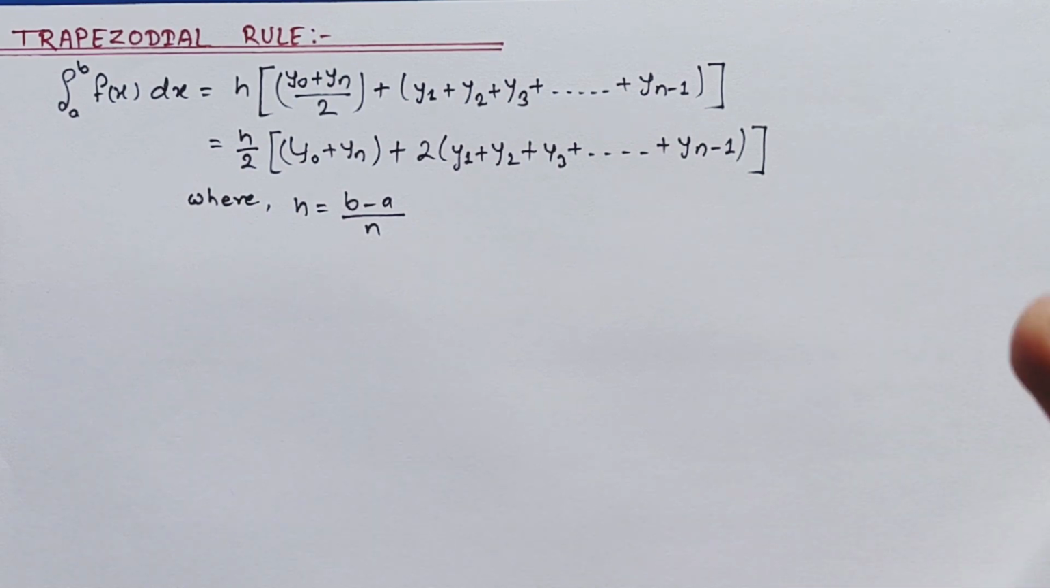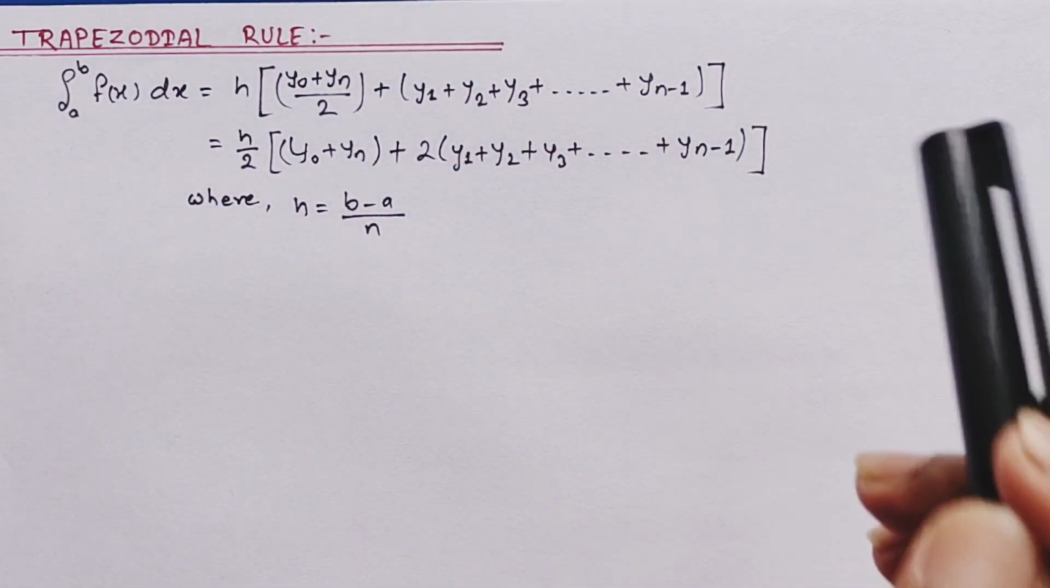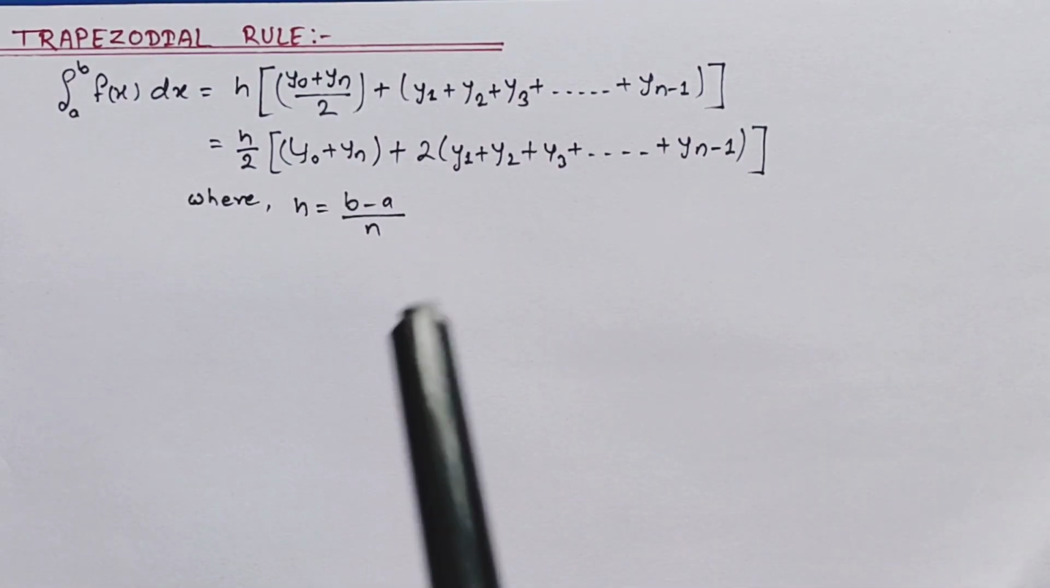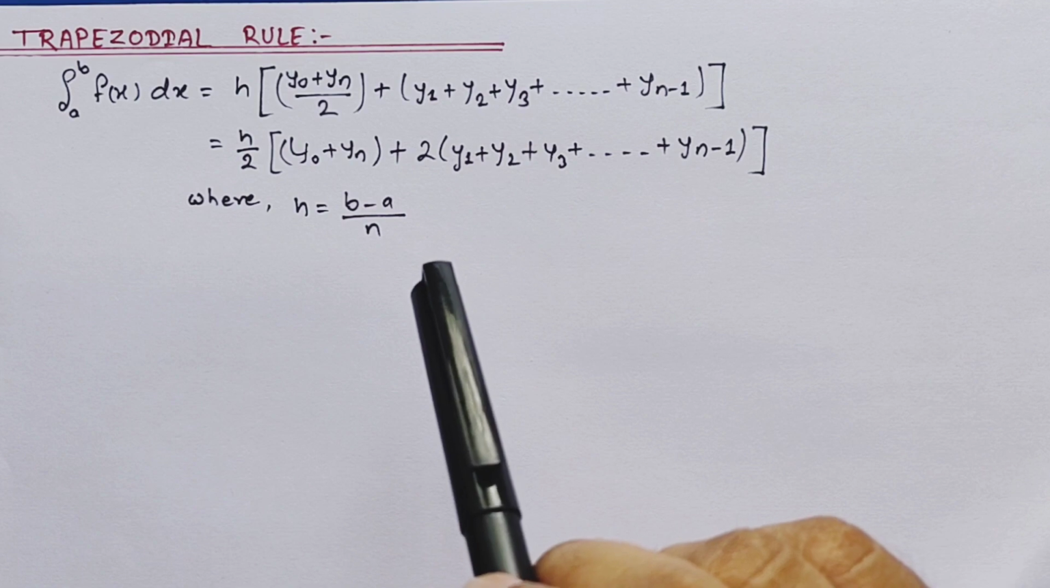First of all, I would like to take you through the formula, and then we will see an example based upon the trapezoidal rule. So without any further delay, let's get started.